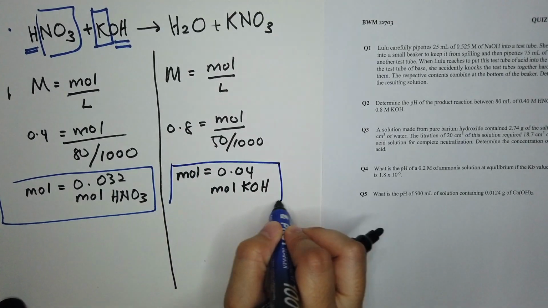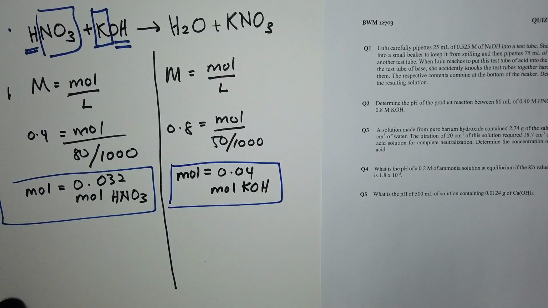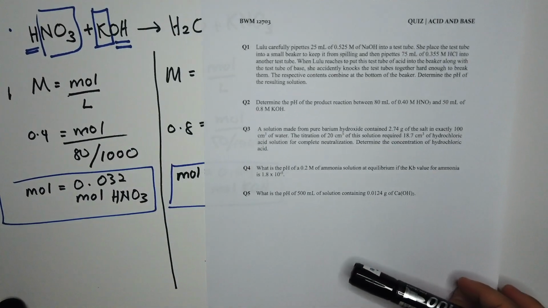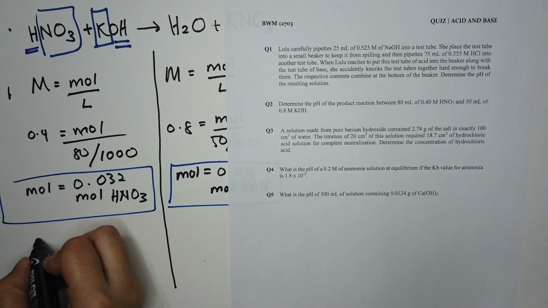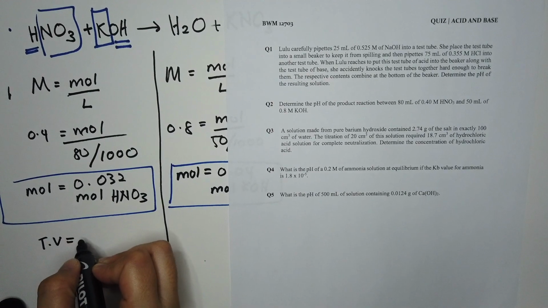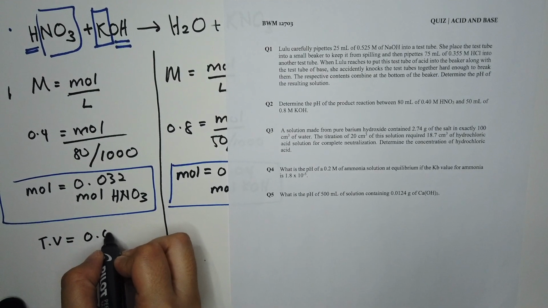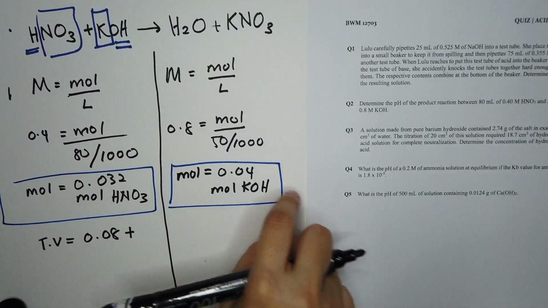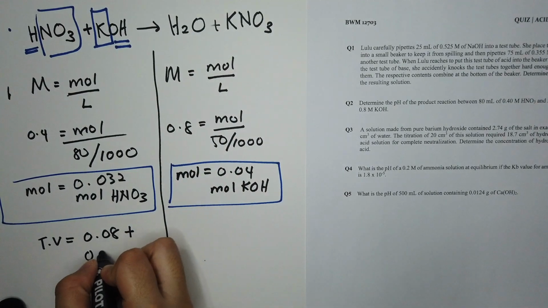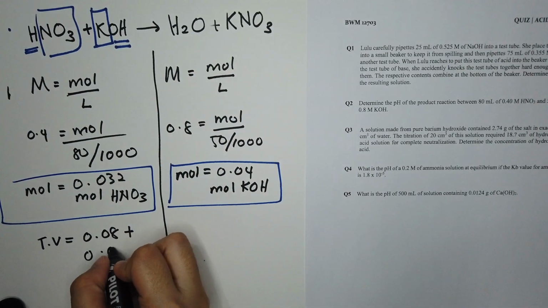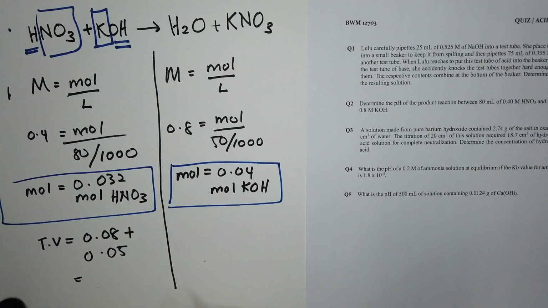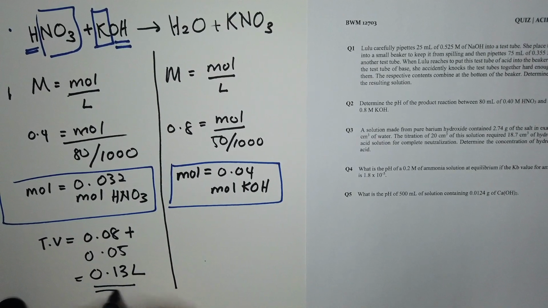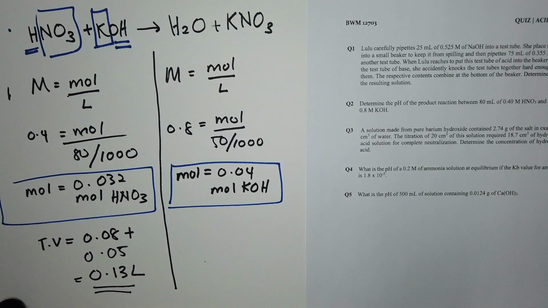Right. Okay. So from here, you also need to calculate the total volume. So the total volume is equivalent to 0.08 plus this one, 0.05. So you should get the total volume is 0.13 liter. This is the total volume.